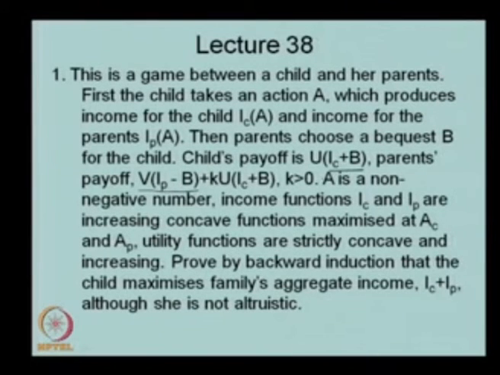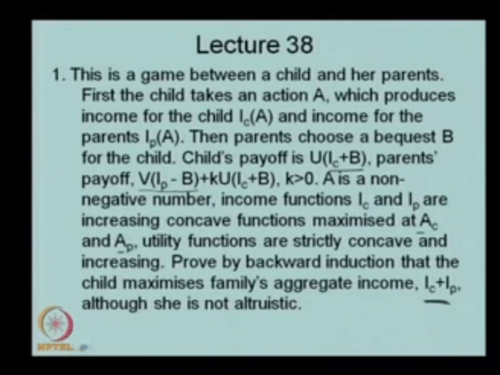Income functions IC and IP are increasing concave functions maximized at AC and AP. Utility functions are strictly concave and increasing. Prove by backward induction that the child maximizes the family's aggregate income IC plus IP, although she is not altruistic.